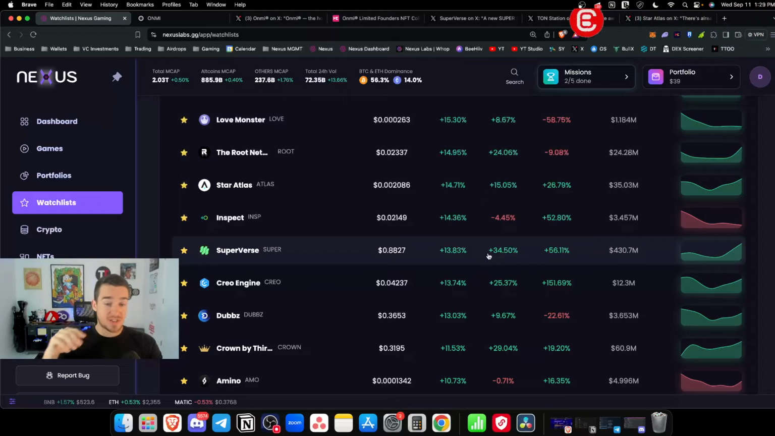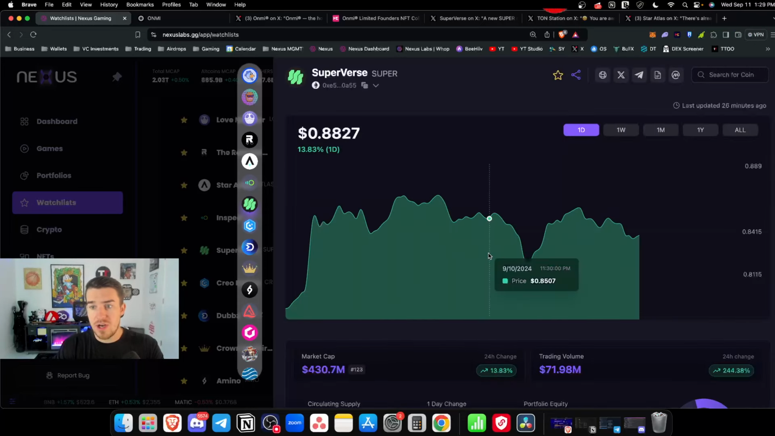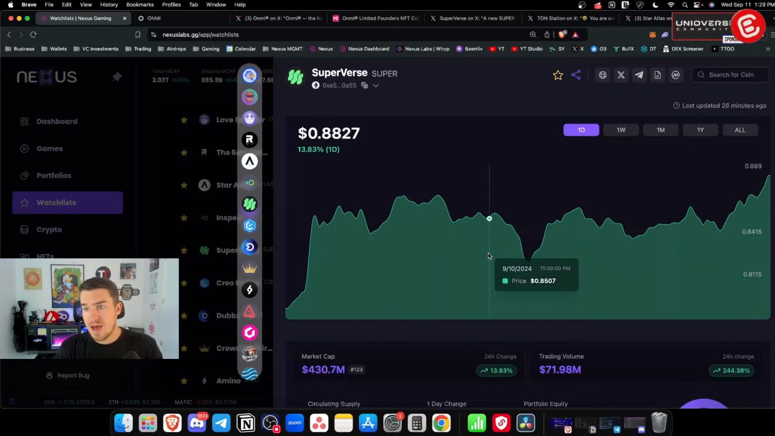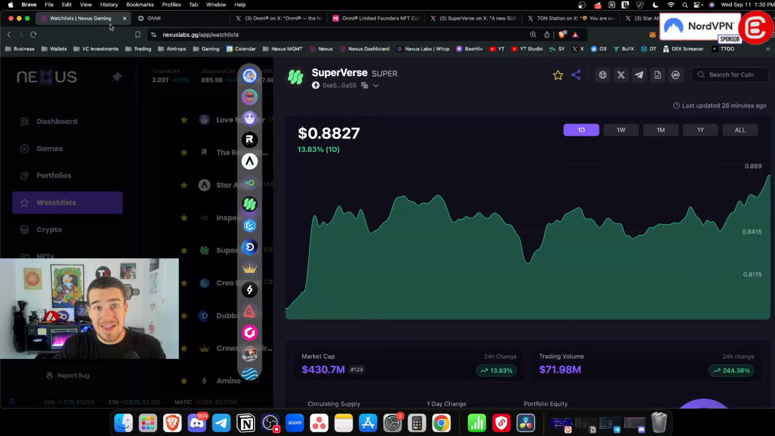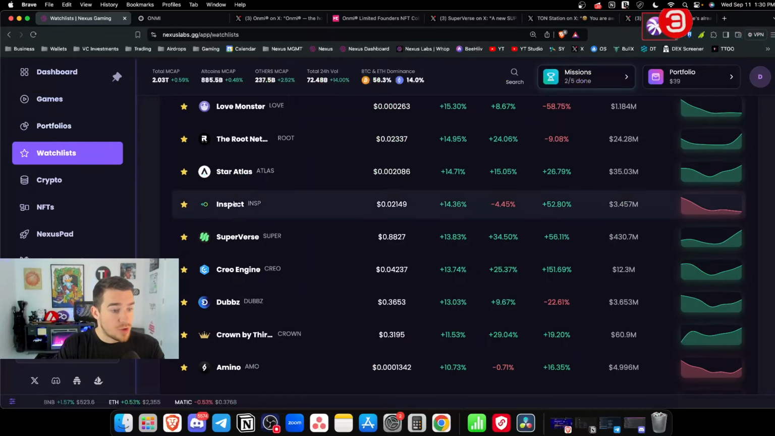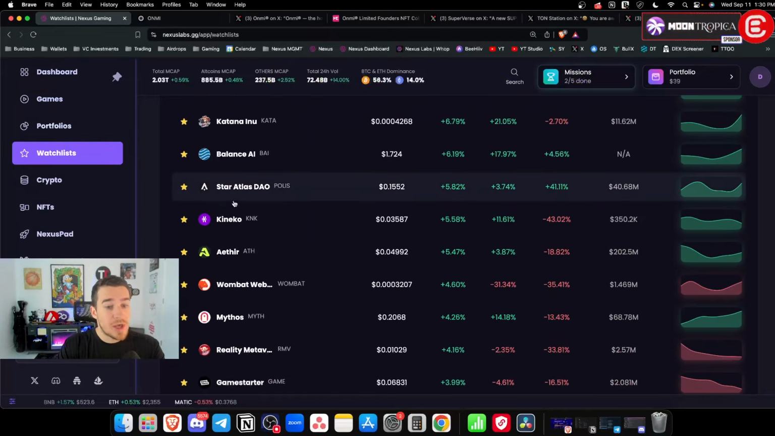We have Superverse, which is up 13% today, 34% over the week, and 56% over the month. This is definitely our biggest winner in our gaming portfolio recently, with the amount of collaborations. I dropped a lot of bombs in alpha around Off the Grid, and some of the things I'm hearing are coming up in the Superverse ecosystem, with Superverse teasing a new Super Saga on the rise. So there's definitely some good stuff coming up in this ecosystem, and I'm really excited to see, whenever that rolls out, just how much people flock to the Super token.